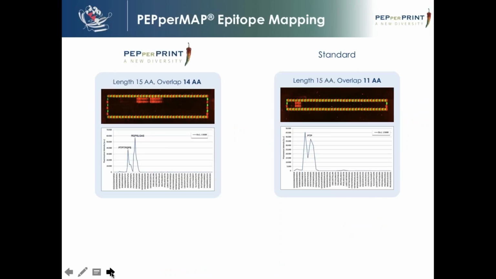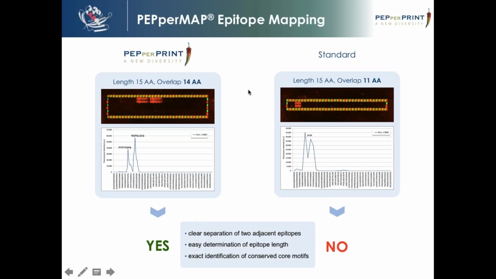So let's look at this epitope mapping in the context of comparing to a standard microarray. We performed 2 peptide arrays covering an antigen, CMPA, that was translated into 15 amino acid peptides with the maximum overlap of 14 amino acids, which is PEPperPRINT, and then a standard that has a reduced overlap of 11 amino acids. Both of these chips were then challenged with a serum of a sclerosis patient that would react to CMPA.